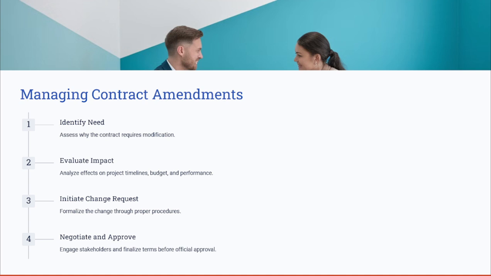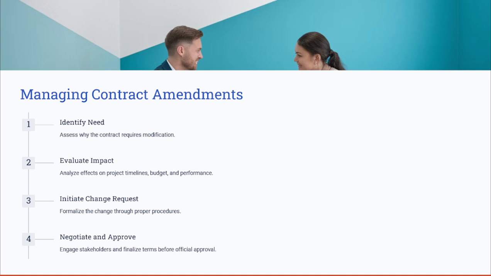Next, you need to evaluate the impact. By analyzing how the change can affect the project timelines, budget, and performance, you can evaluate the impact of these changes or contract amendment. Next, you need to initiate a change request. Initiating a change request is formalizing the change through contract modification procedures.